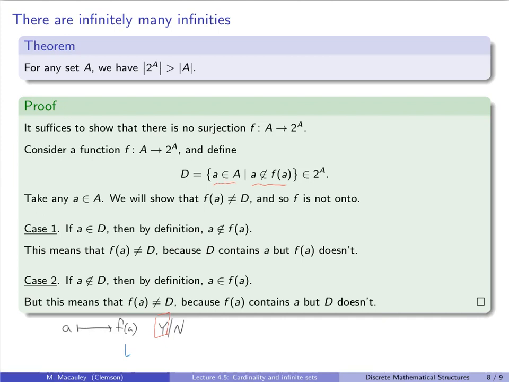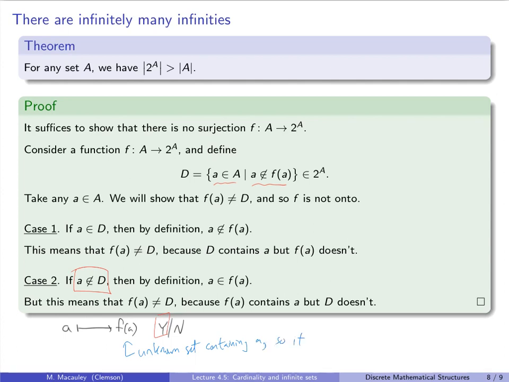So now we have this set f of A. It's unknown to us, an unknown set, but we know that it contains A. However, we know that the set D does not contain A.